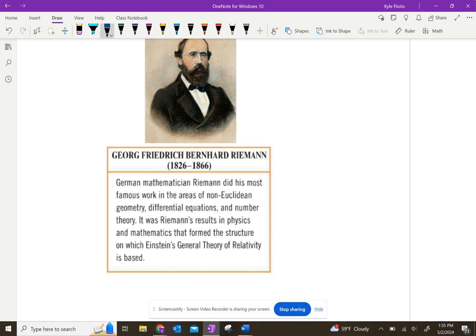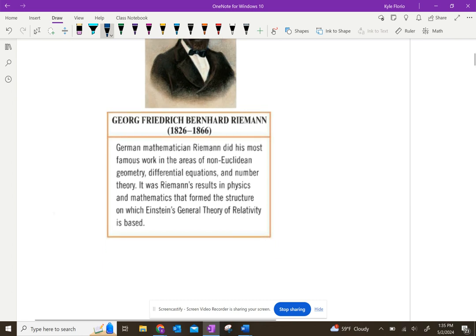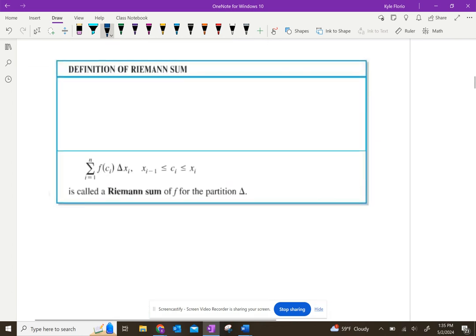This guy, George Frederick Bernard Riemann, is the guy who invented these Riemann sums, which is kind of this idea of breaking an interval into a bunch of subintervals and then finding the area of a bunch of rectangles and adding them all up. So those sums are what are called Riemann sums. German mathematician Riemann did most of his famous work in the areas of non-Euclidean geometry, differential equations, and number theory. It was Riemann's result in physics and mathematics that formed the structure on which Einstein's general theory of relativity is based. Humble, humble flex.